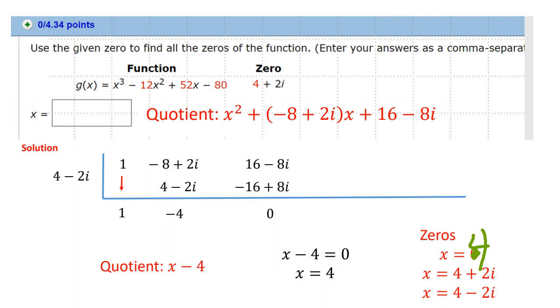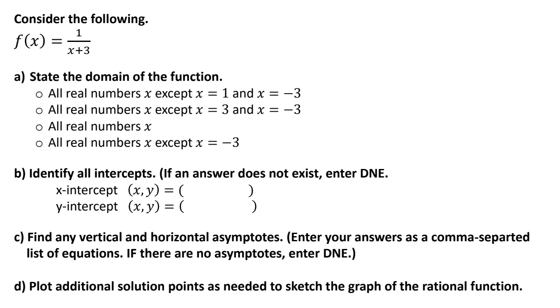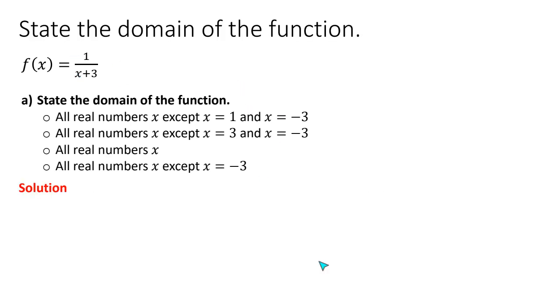Okay, so using synthetic division can help us to figure out what these zeros are. So let's go on. And then now we have a rational function. So it says state the domain of the function. So the first question is, do you have a fraction? And if so, does it have a variable? And it does. So to find the domain, we set x plus 3 equal to 0.